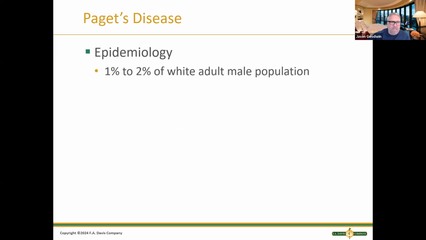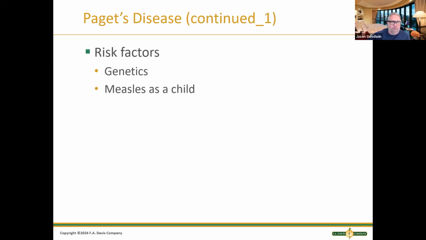As far as Paget's disease, the epidemiology on this is 1% to 2% of white males. It's the second most common bone disease, more men than women. The risk factors are genetics and measles as a child. So 15 to 40% of the known causes or cases of Paget's disease are from genetics. There's an autosomal dominant trait that's more pronounced in the 5th to 6th decade of life. So these are people in their 50s and 60s. There's a link to genes from the measles virus, believe it or not.